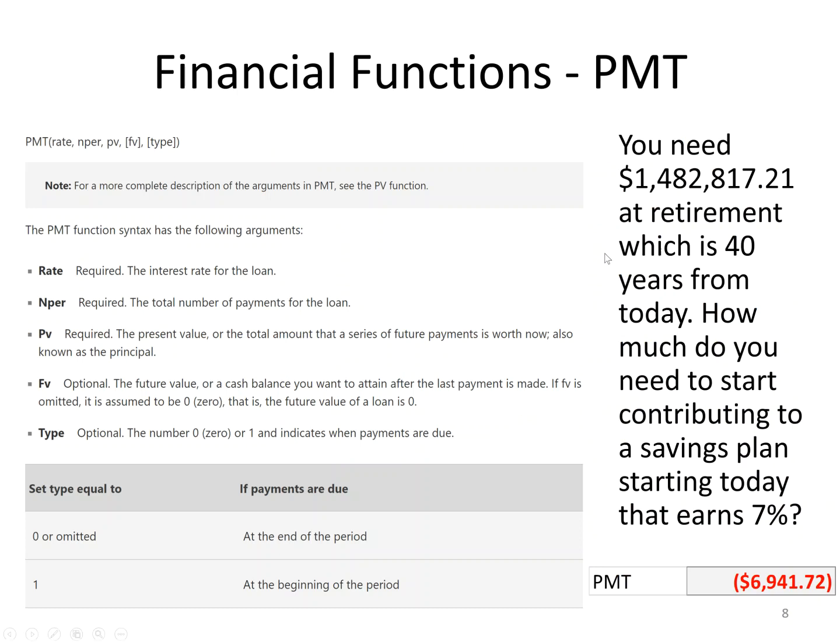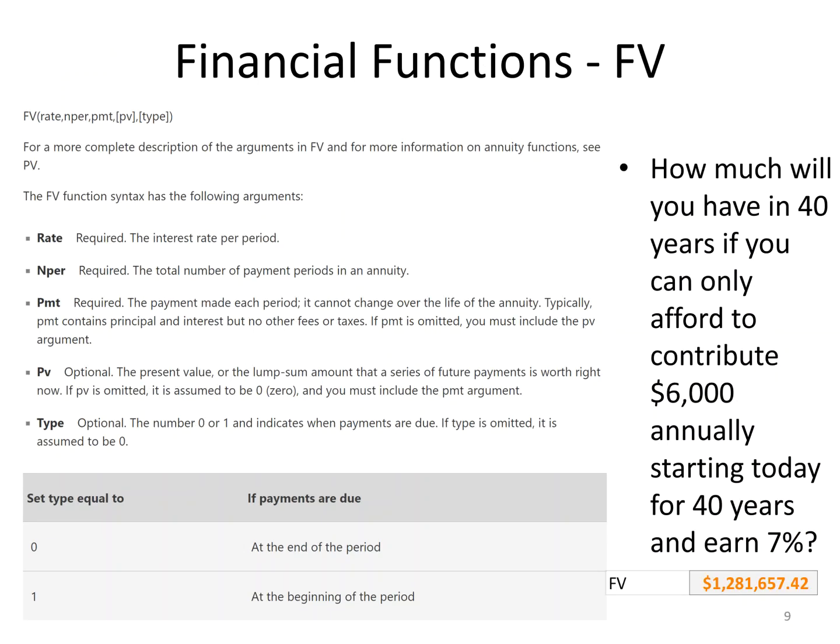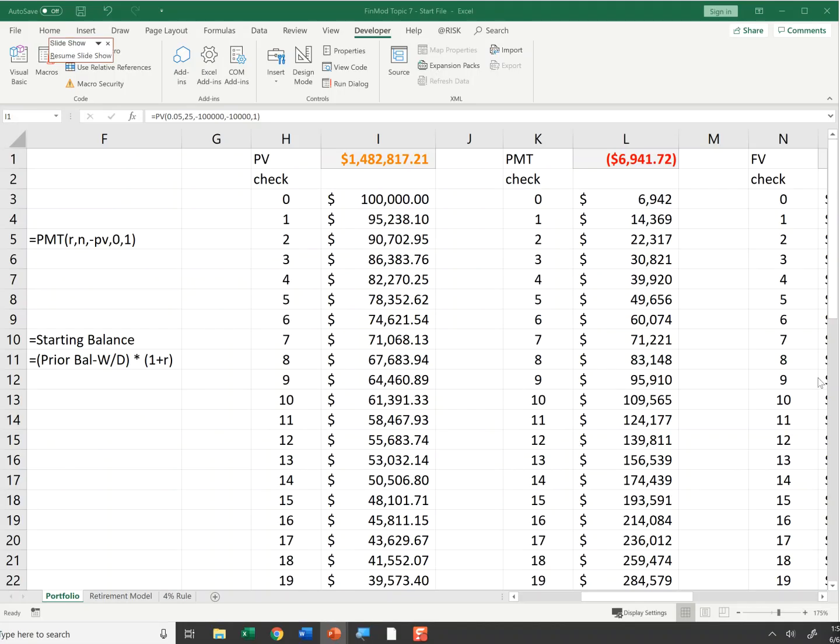Next problem. This problem says I need to save $6,900 a year. What if you can only contribute $6,000 for 40 years? You earn 7%. How much will I have? Well, go back to the spreadsheet.